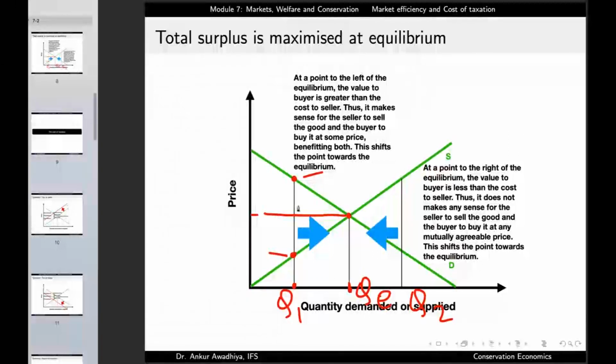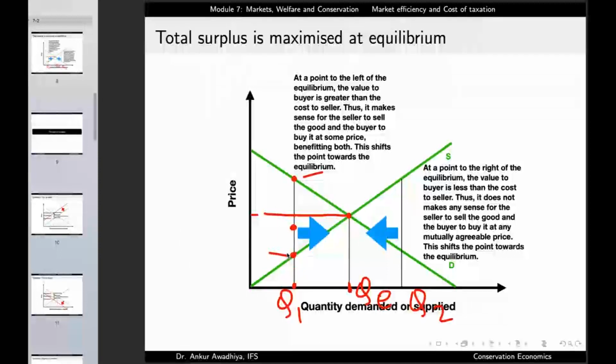So, suppose they choose a price, say somewhere here. We are not talking about the equilibrium price, but we are saying that at any mutually agreeable price, so at any price between this point and this point, if the buyer and the seller make the transaction, that is, the buyer buys the good from the seller, in that case, both of them will be benefited. Both of them will increase their surplus.